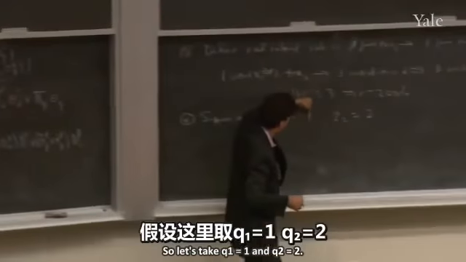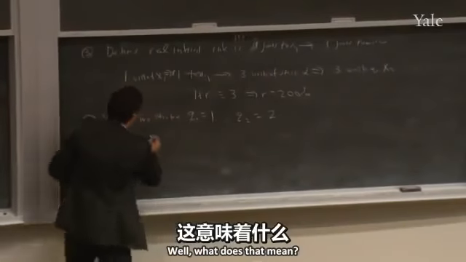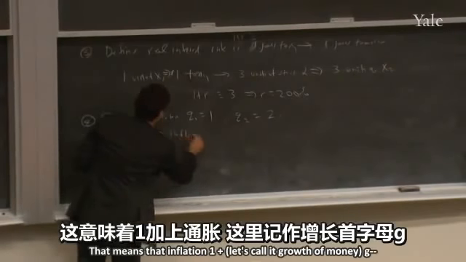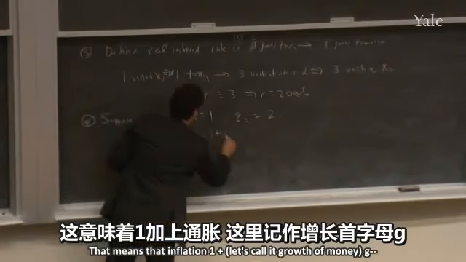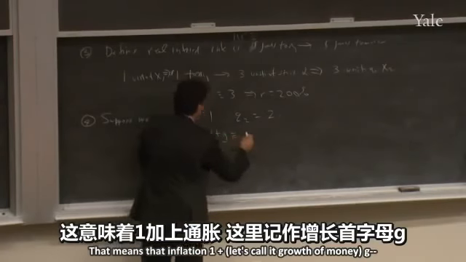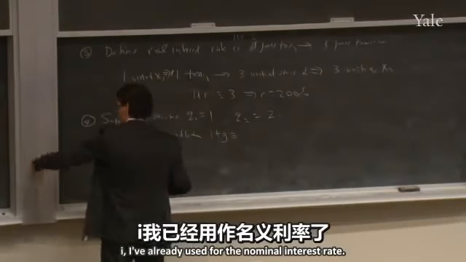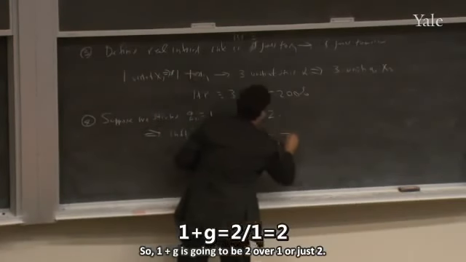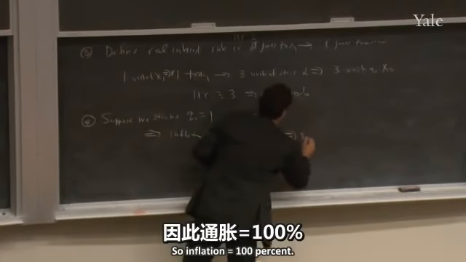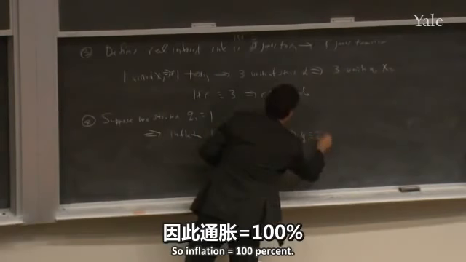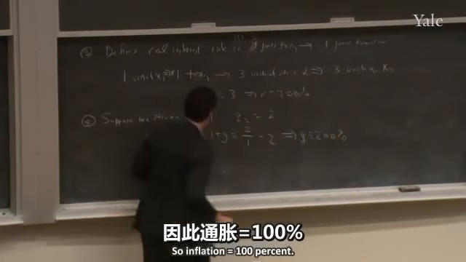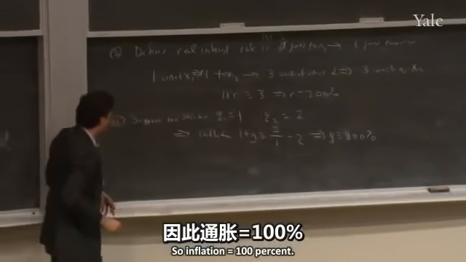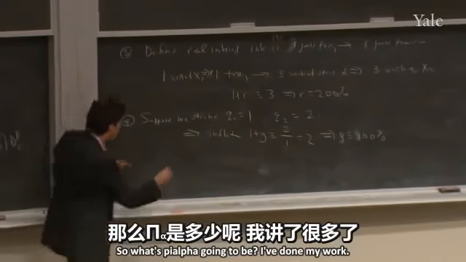So let's take Q1 equal to 1 and Q2 equal to 2. Well, what does that mean? That means that inflation, 1 plus the growth of money, G, since I've already used I for the nominal interest rate, so 1 plus G is going to be 2 over 1, which is 2. So inflation equals 200%, or rather 100%. Okay, so what's pi alpha going to be?